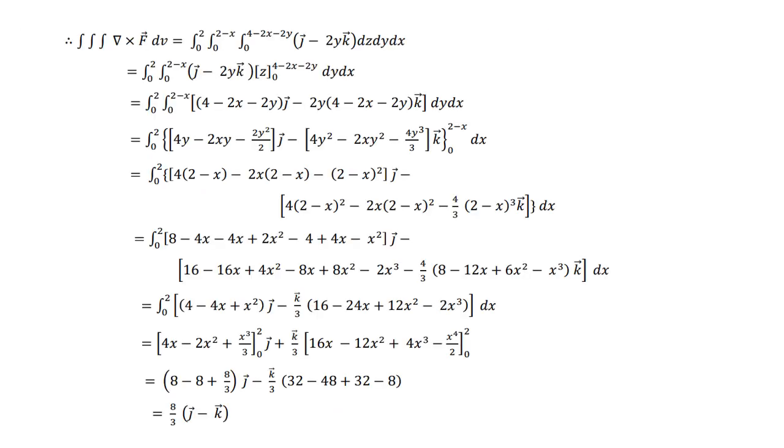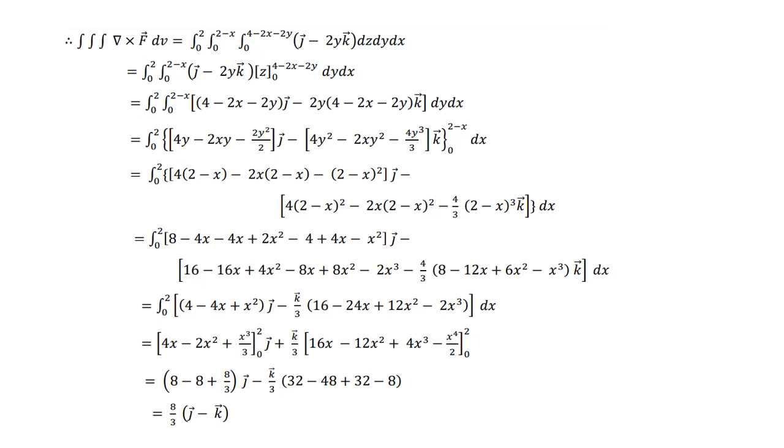Now by using these limits in the triple integration, we will be getting the volume integral as triple integral of the cross product del cross f vector dV is going to be 0 to 2, 0 to 2 minus x and 0 to 4 minus 2x minus 2y, (j vector minus 2y k vector) dz dy dx. Now the innermost integral is going to be with respect to z, and the second innermost is going to be with respect to y, and the outermost is going to be with respect to x. So one by one we have to integrate to find the final volume integral value.